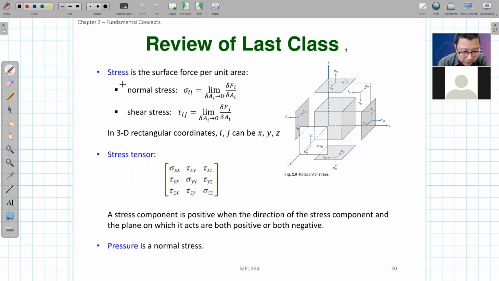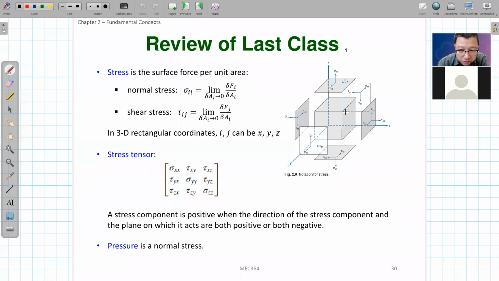The second type of stress is called the shear stress, in which the surface force, this F, may not be in the normal direction of this surface area. It can be denoted as tau ij, with two indices. The first i is the normal direction of the surface area, and the second j is the tangent direction of the force. Both i and j can be either x or y or z in 3D rectangular coordinates.